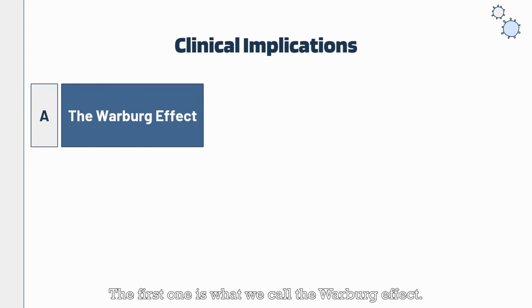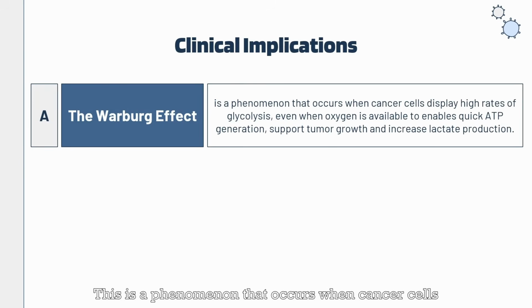So let's proceed to the clinical implications that are correlated with the process of glycolysis. The first one is what we call the Warburg effect. This is a phenomenon that occurs when cancer cells display a high rate of glycolysis, even when oxygen is available. This altered metabolism is usually done to enable ATP production quickly, to support tumor growth, and to increase lactate production.